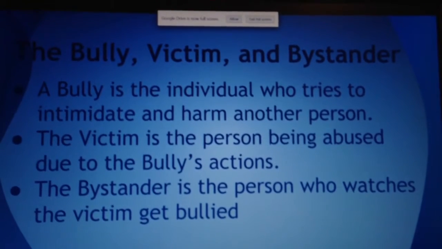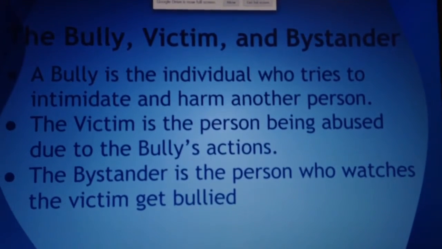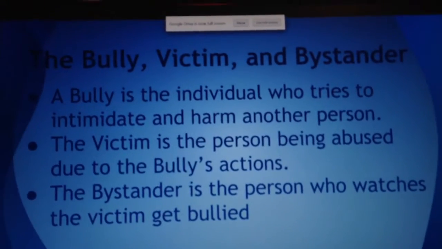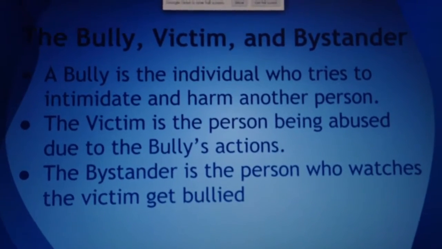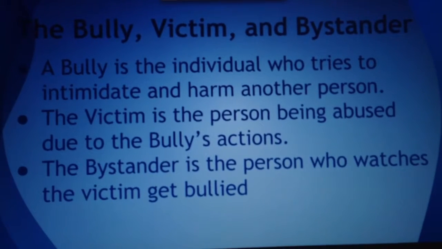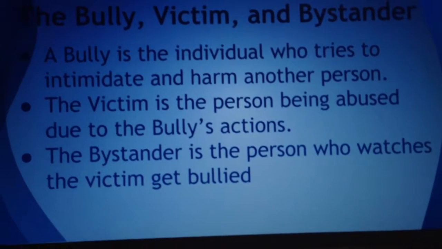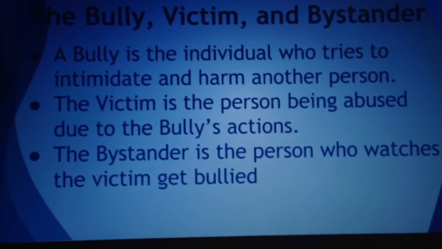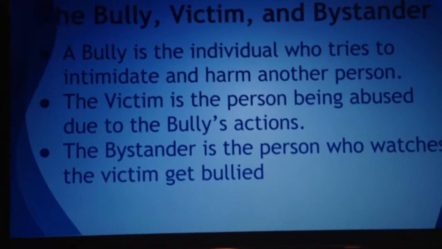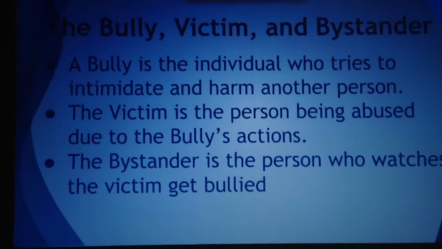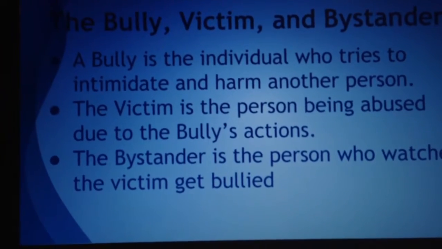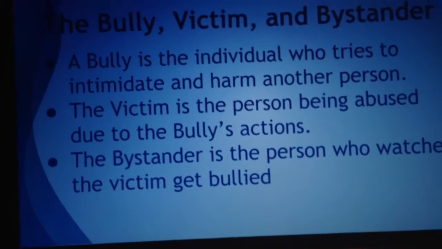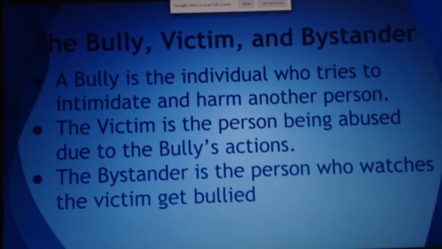Okay, so the bully, victim, and bystander. All three of these are involved in a bullying scenario. The bully is the individual who tries to intimidate and harm the other person. The victim is the person being abused due to the bully's actions, and the bystander is the person who watches the victim get bullied. They are in the bullying scenario, and they basically make up the scene.